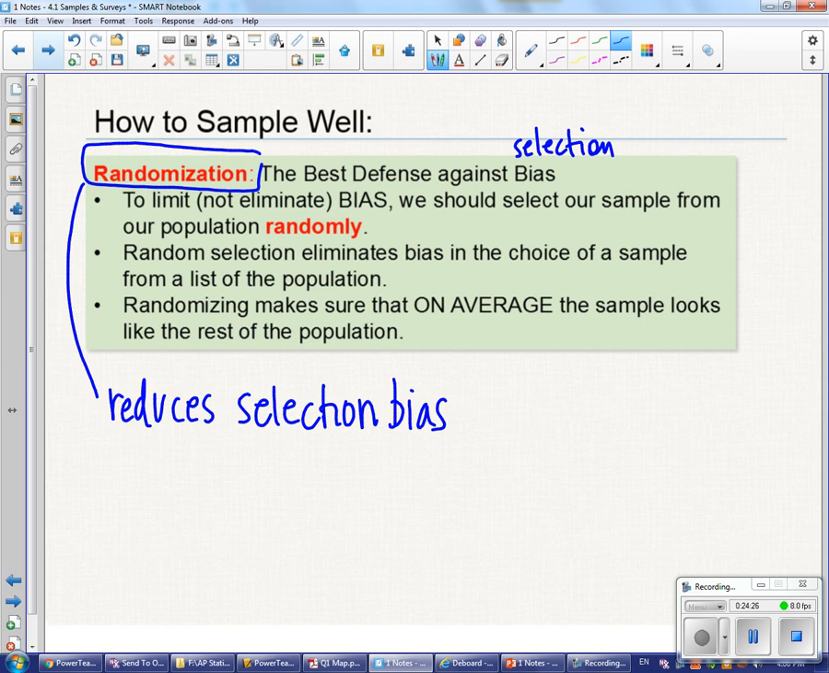Random selection eliminates bias in the choice of a sample from a list of the population. Randomizing makes sure that on average the sample looks like the rest of the population, and that's what we're calling representative.